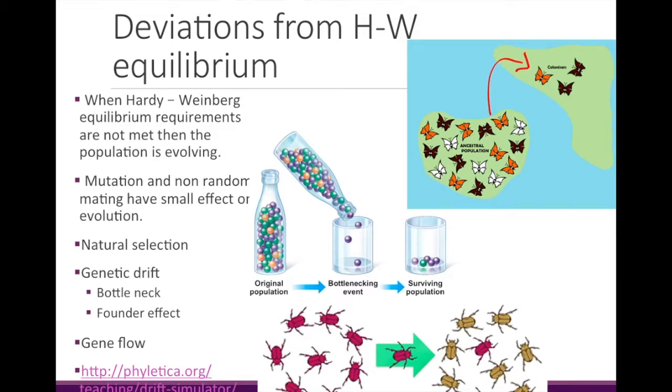Mutations directly affect genes by changing the actual DNA. However, they do not usually have a large effect on the population. Most mutations end up actually being neutral.